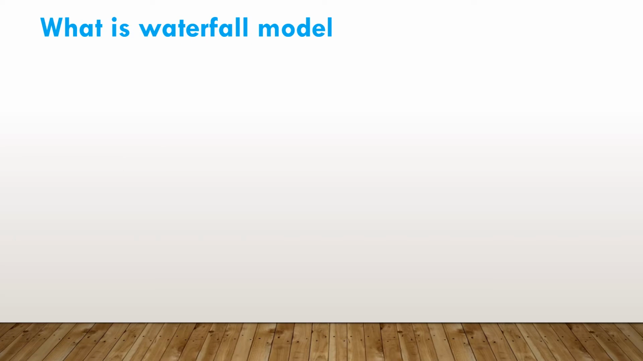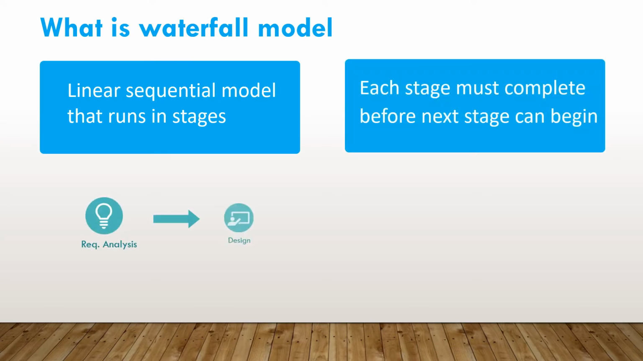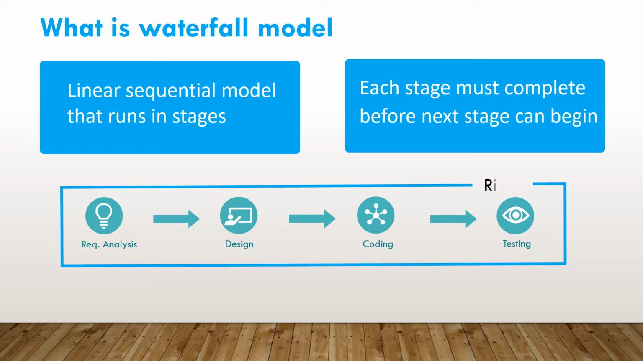So, what is the Waterfall model? The Waterfall model is a linear sequential model. In this model, the software development activity is divided into different stages, and each stage consists of a series of tasks and has different objectives. Here, the output of one stage becomes the input for the next stage, hence each stage must complete before the next stage starts, which basically makes this model very rigid.